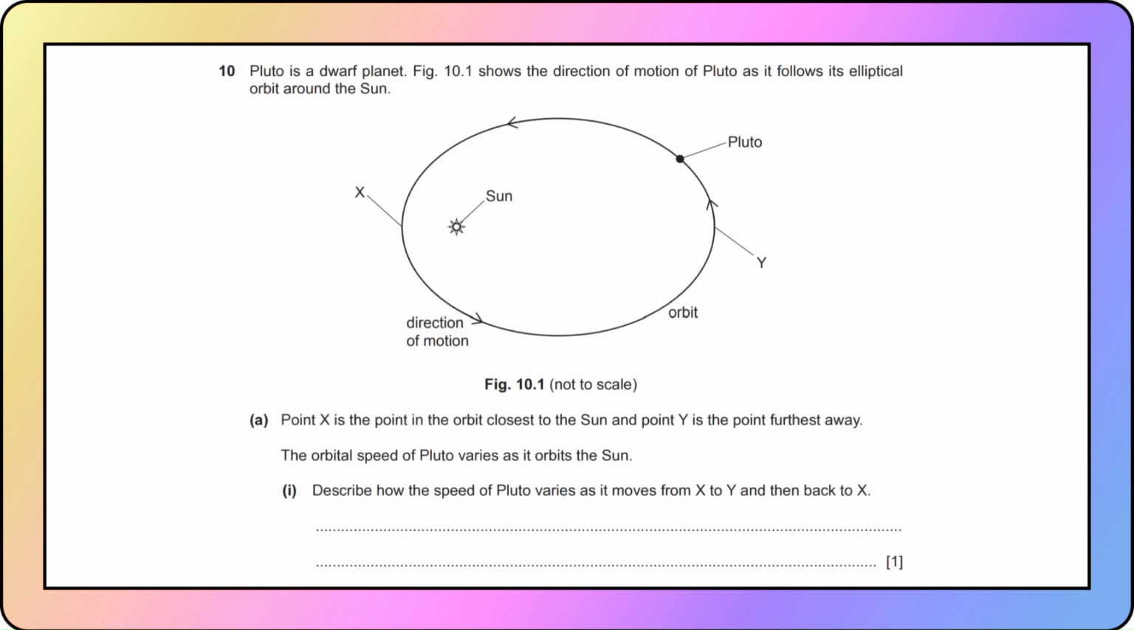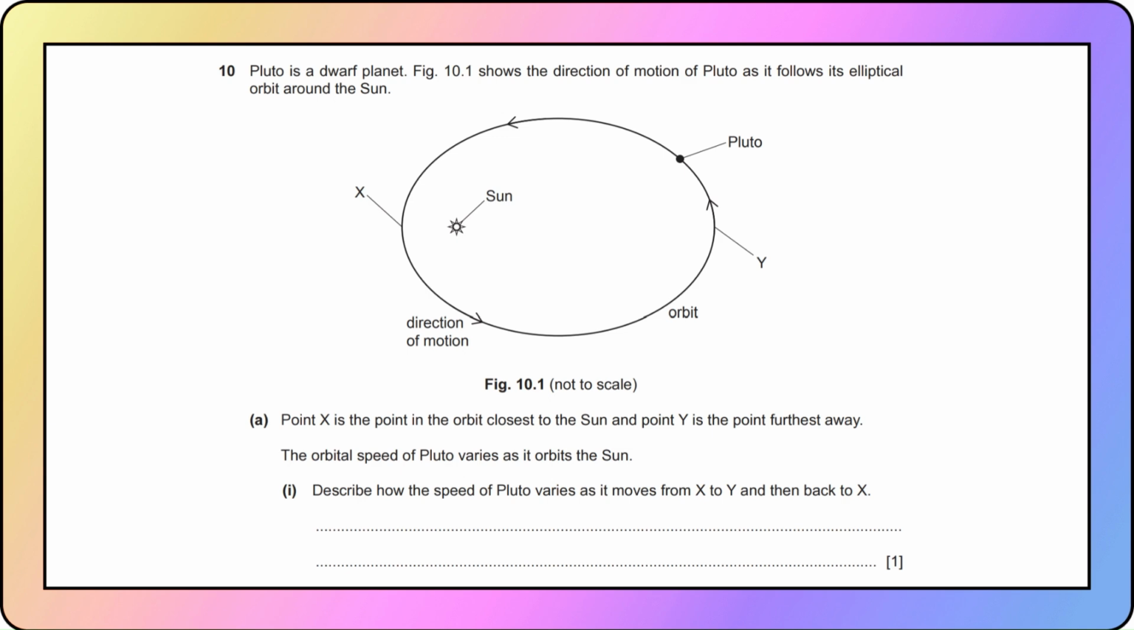Pluto is a dwarf planet. Figure 10.1 shows the direction of motion of Pluto as it follows its elliptical orbit around the Sun. Point X is the point in the orbit closest to the Sun and point Y is the point furthest away. The orbital speed of Pluto varies as it orbits the Sun.